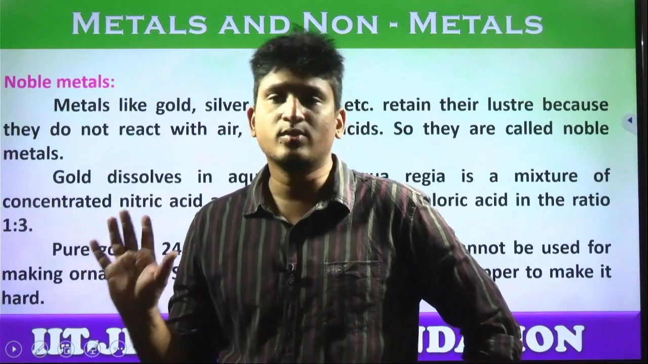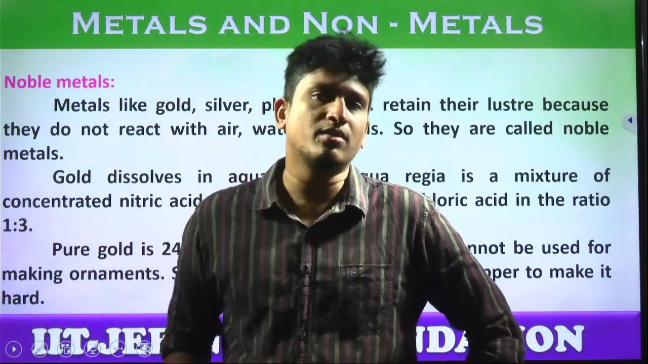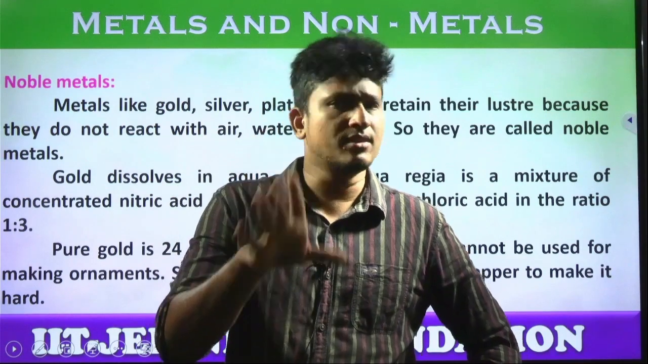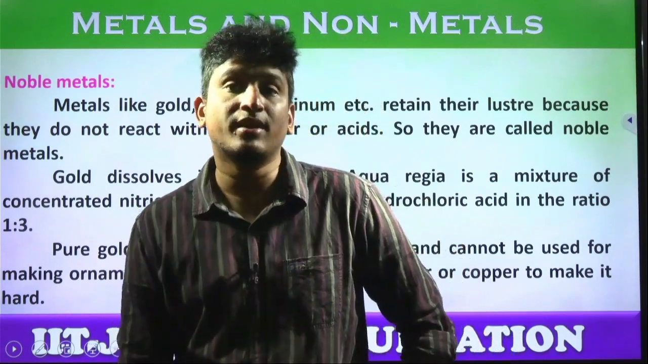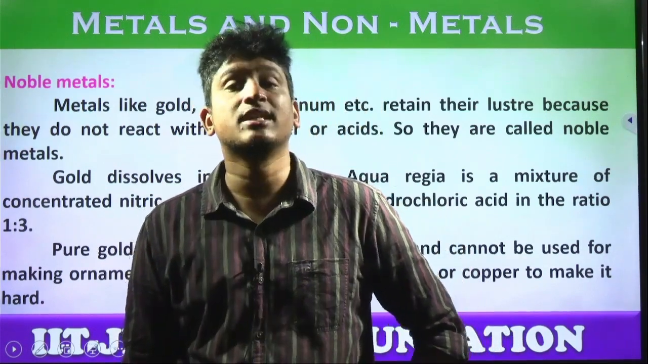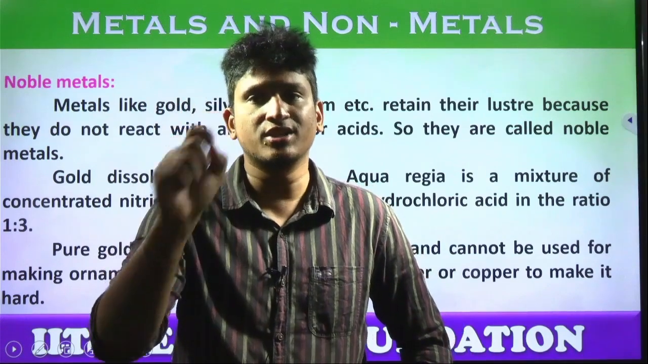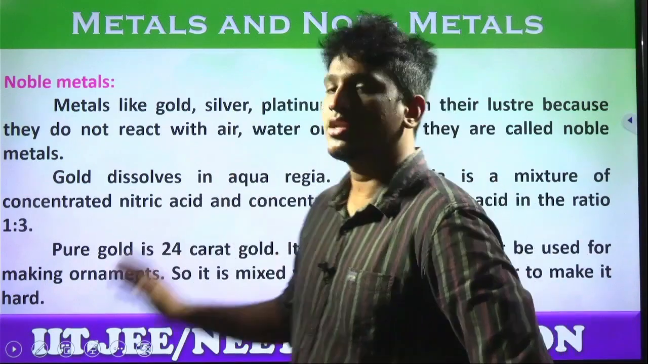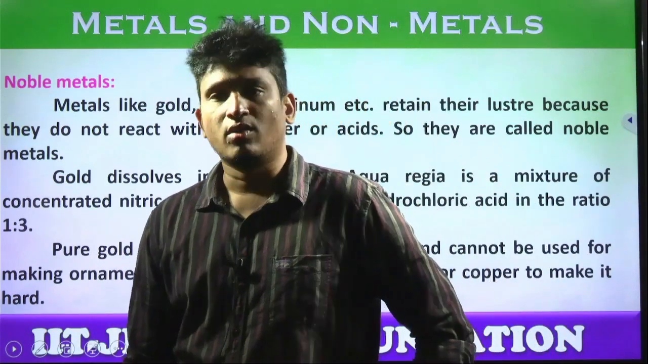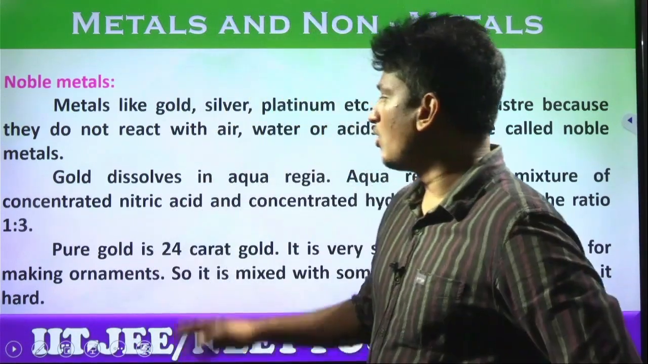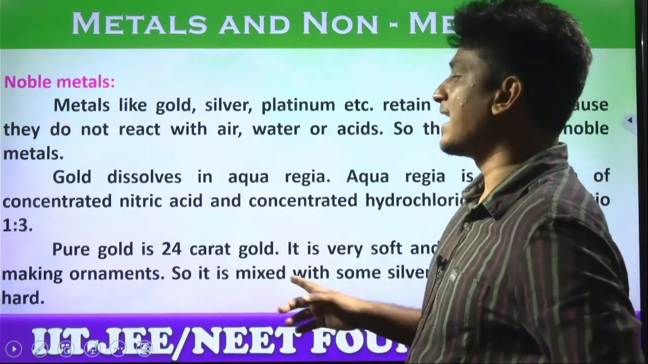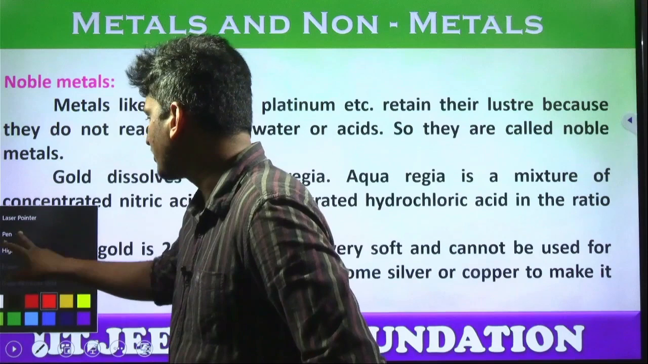But gold, silver, platinum, mainly gold and platinum, remain as they are. Why? Because they are least reactive. Silver is also least reactive, but silver reacts with sulfur, students. That forms silver sulfide. That is called tarnishing of silver. It will become black at the edges. Yes or no? That's the reason. But in general, all these three elements are called noble metals. Gold dissolves in aqua regia. Aqua regia is a mixture of concentrated nitric acid. What is the formula of nitric acid, friends?